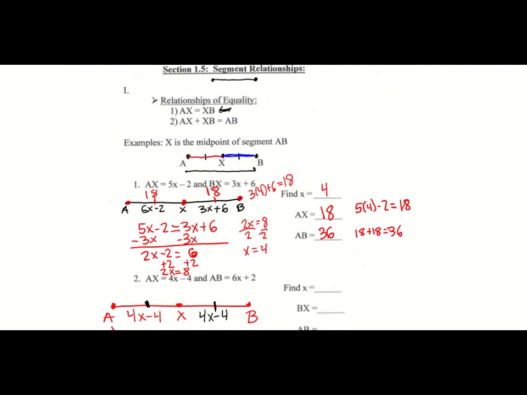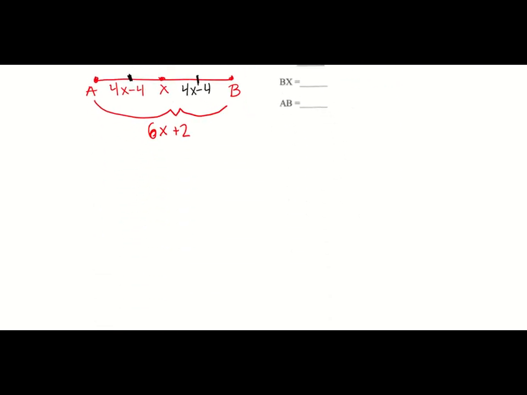So if I need to set up an equation where I can write all these things together in one, I know that my segment, AX, so if we look up above, AX plus XB equals AB. I'm going to use that. AX, which is 4X minus 4, plus XB, which is 4X minus 4, is equal to the whole line, AB, which is 6X plus 2. So once I have this equation written, all I need to do is solve.